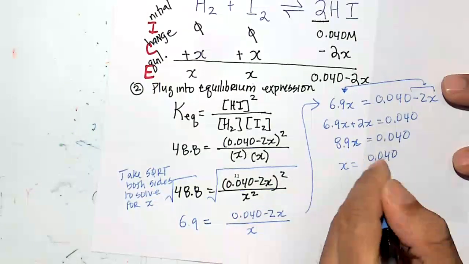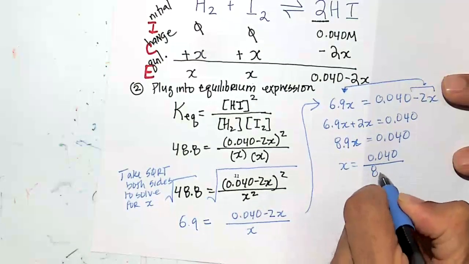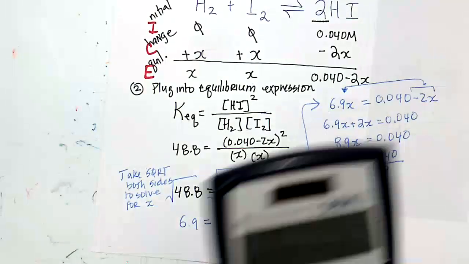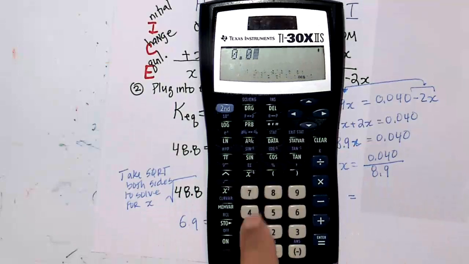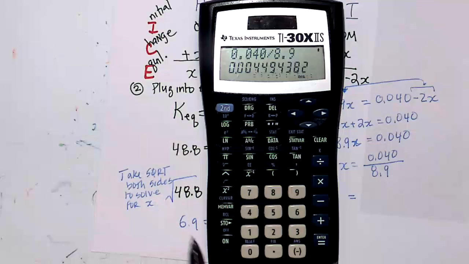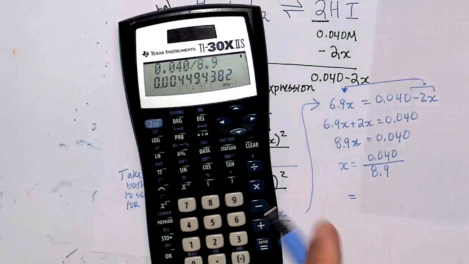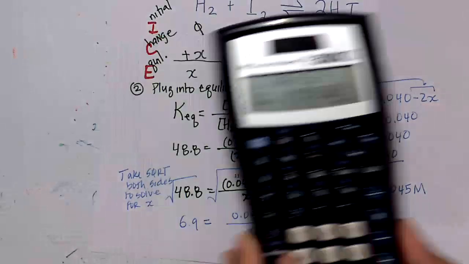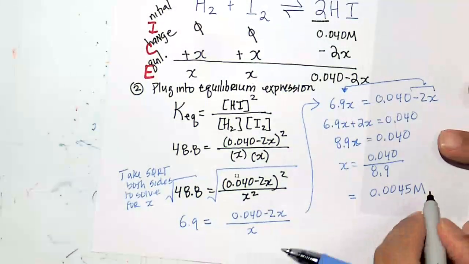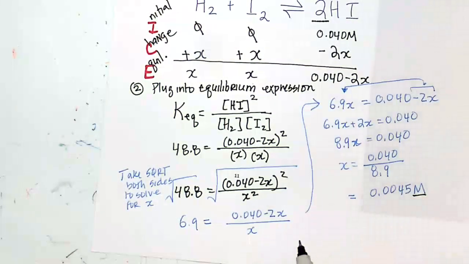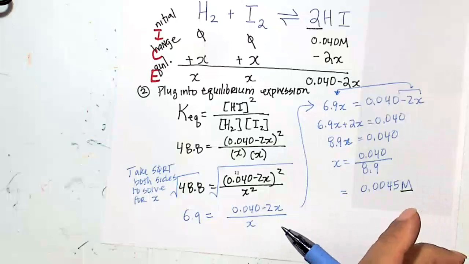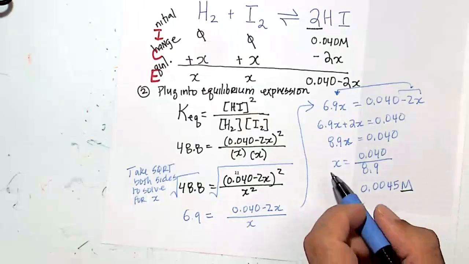So x is equal to 0.040 divided by 8.9. What is this on our calculator? 0.0045 molar. Don't forget the units. 0.0045 big M. All right, so this is x.